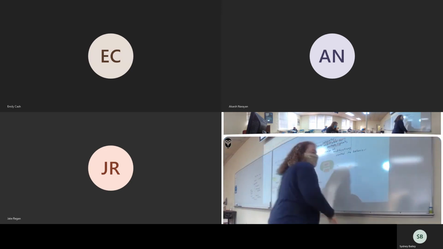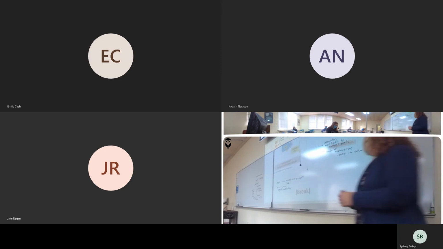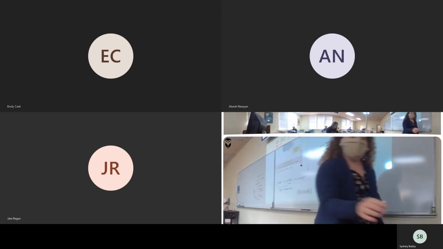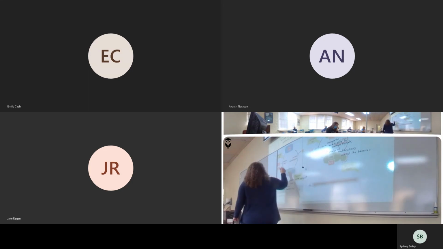Oh, a little bit higher. This style on the left, no, it's too tall. There we go.